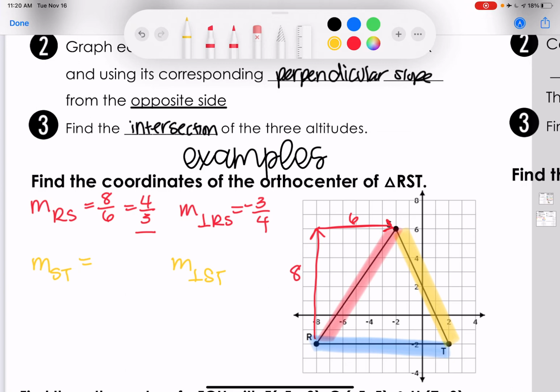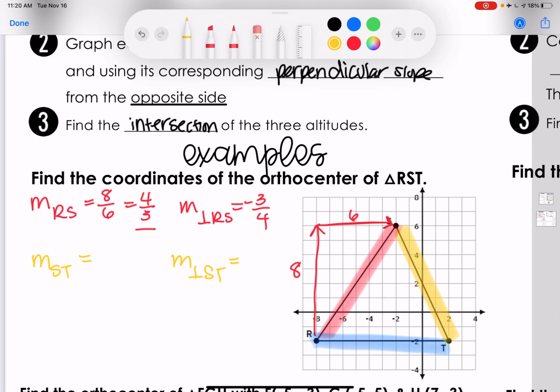All right, now that you are back, you've unpaused your video, you'll notice that the slope of ST was down 2 over 1. And you can leave it like that, or you can write -2 over 1. And the slope perpendicular to it would be 1/2, a positive 1/2. Remember, you put the thing down, you flip it, and you reverse that sign, and that's how we got that perpendicular slope of 1/2.